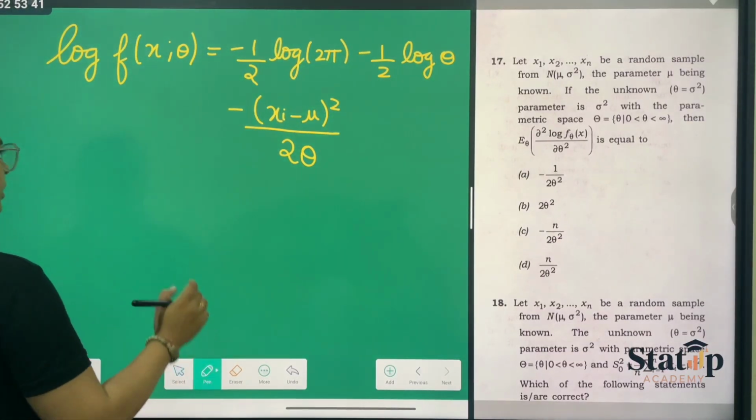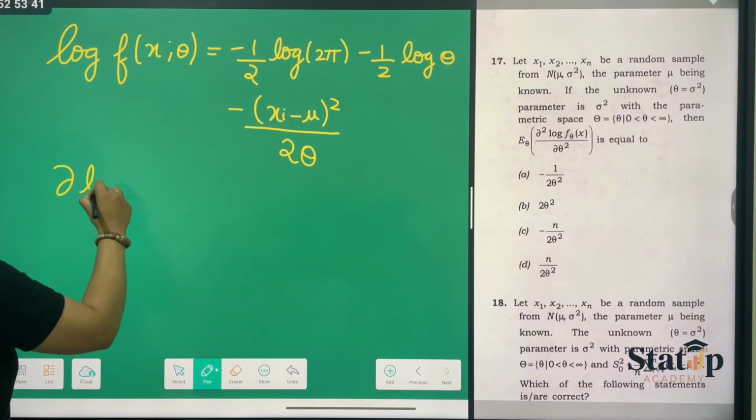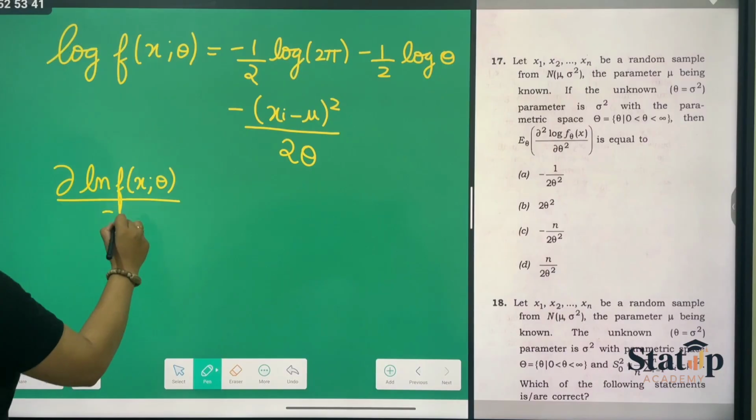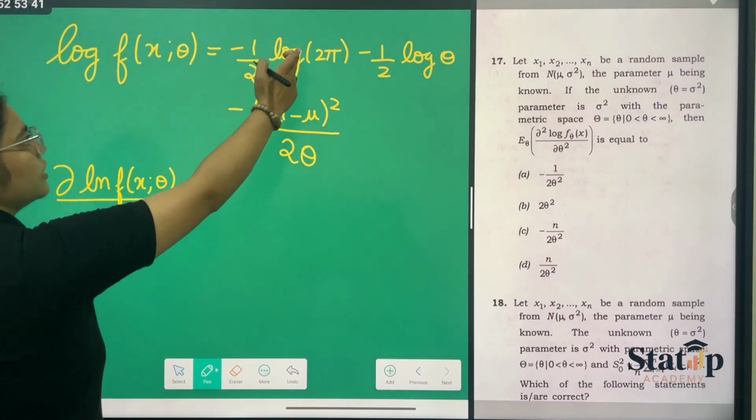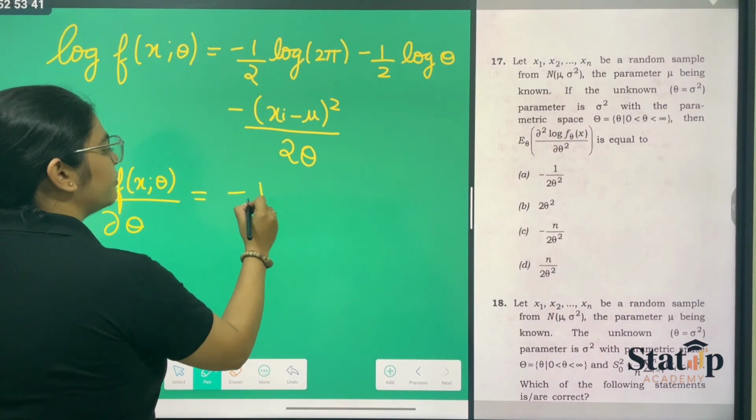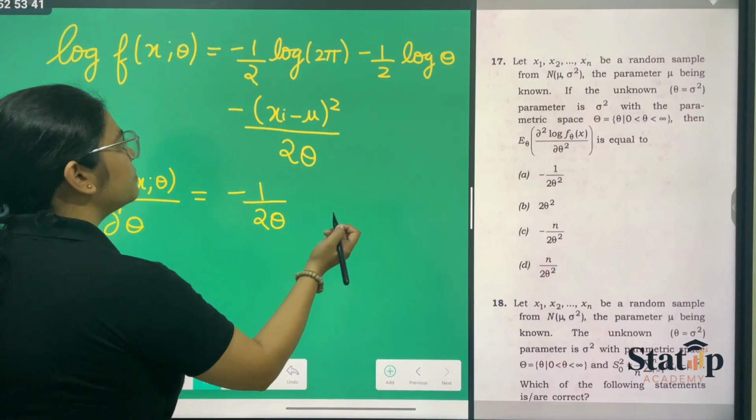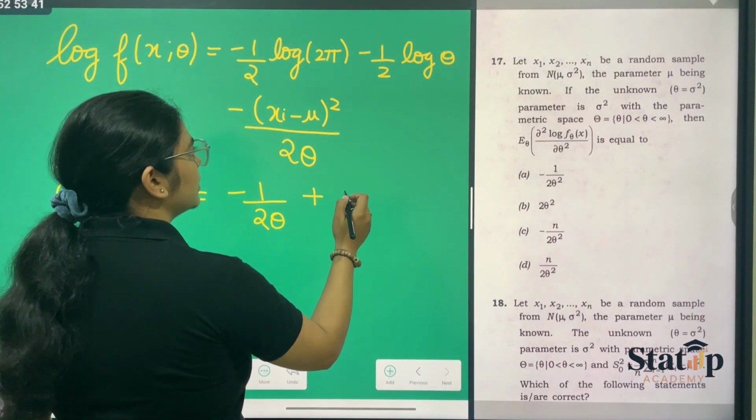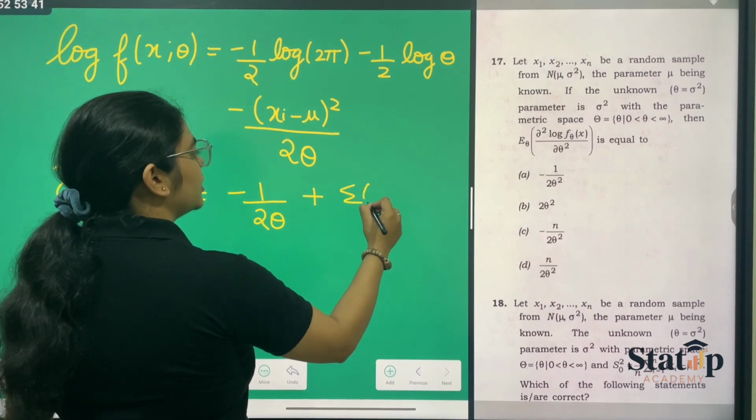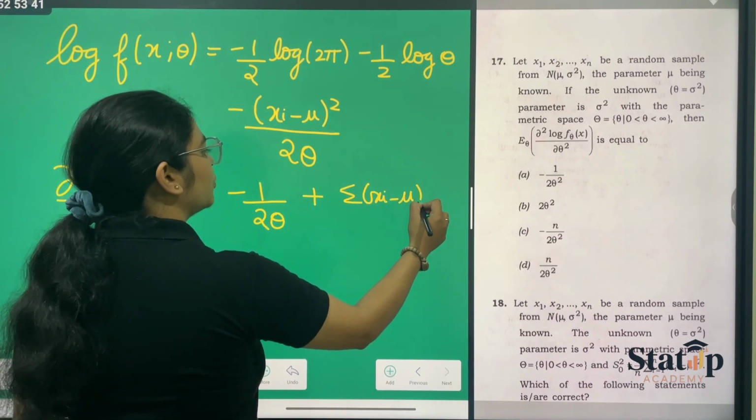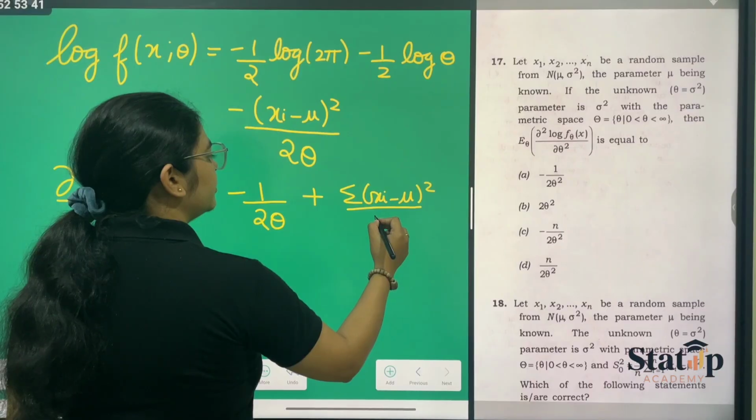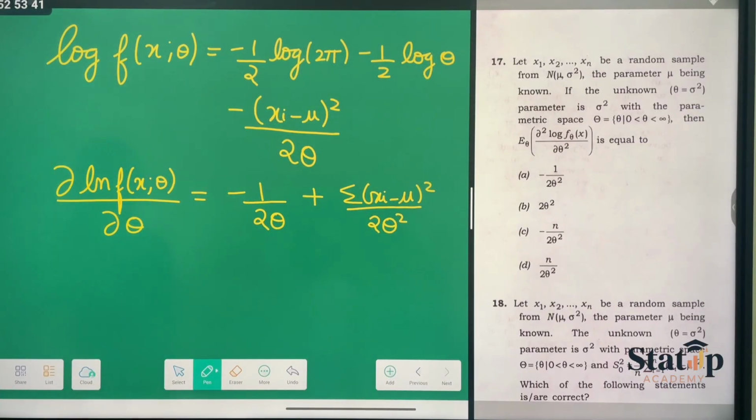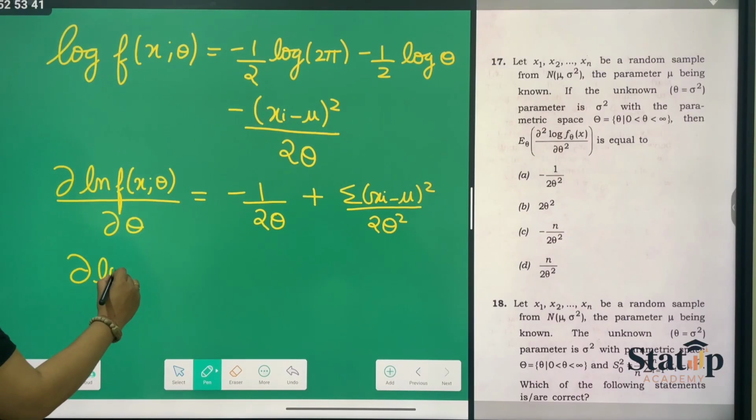Now we will differentiate this with respect to theta one time. If we differentiate this, the first term will be equal to 0, the second term will be equal to 1 minus 2 theta, and the third term will be equal to plus summation (xi minus mu) whole square upon 2 theta square. Now again we have to take the double differentiation.